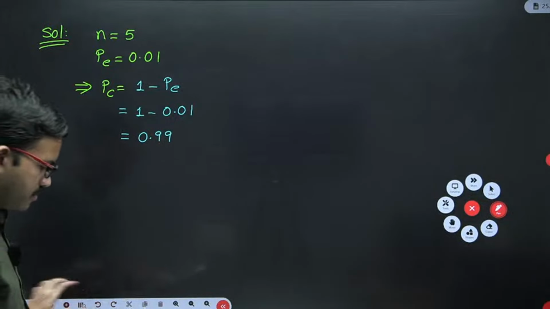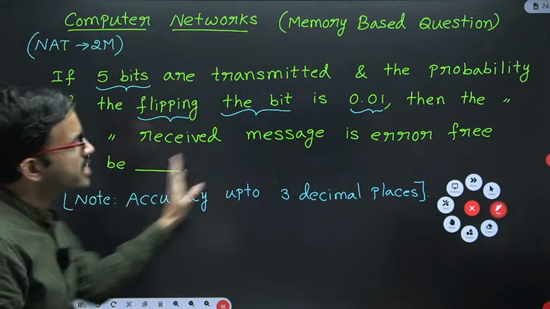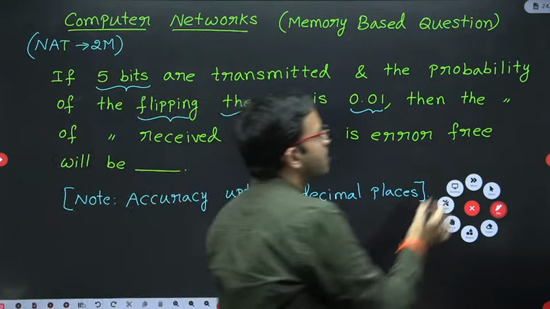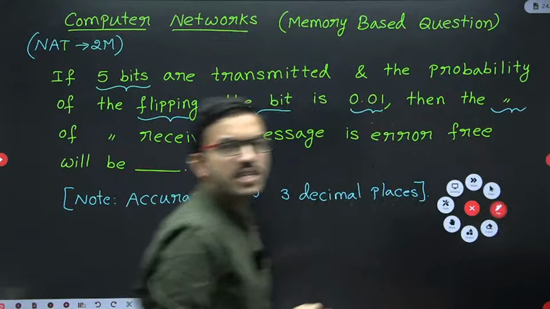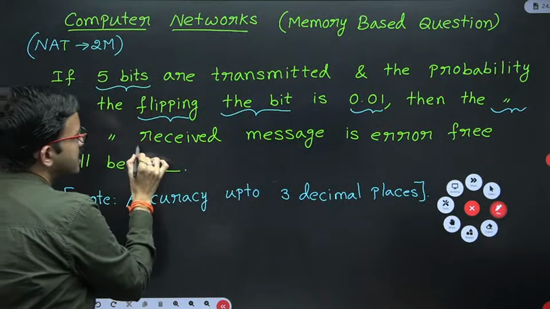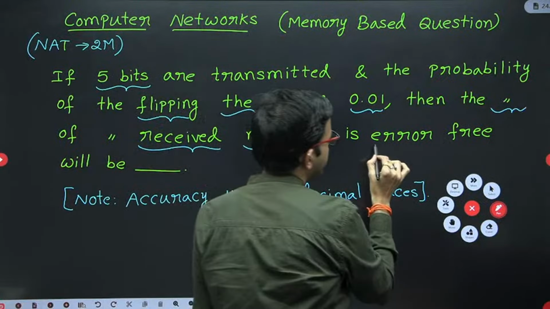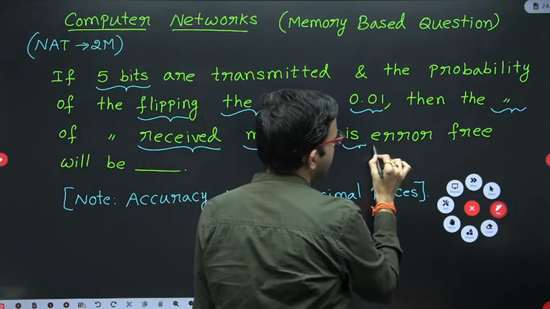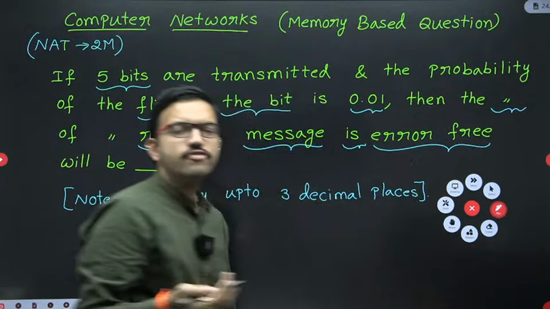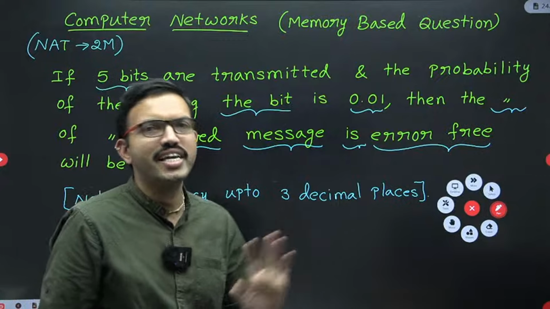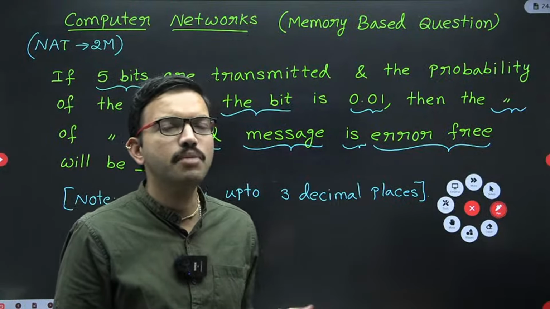Now let us read the question further. The question asks for the probability that the received message is error free. Error free means whatever the 5 bits you transmitted, at the receiver you should get exactly the same. That means there is no single bit in error.